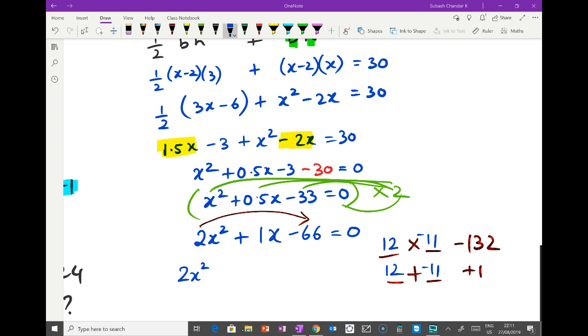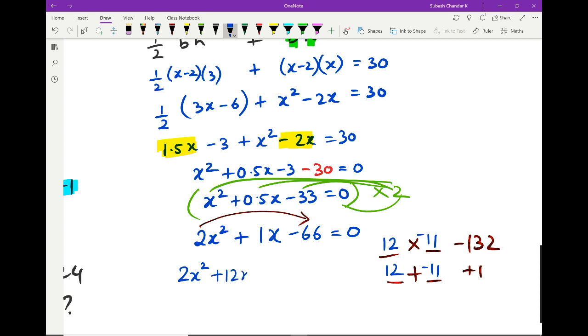Let's try this. So 2x squared, and then I've got plus 12x, minus 11x, minus 66 equals 0. Now you might be wondering, how did I actually know it was 12 times 11? I'll give you a hint. When I had a look at this number 66, I kind of knew it had something to do with 11, and that's how I had this guessing check that I knew it was going to end up looking like 11 anyway.